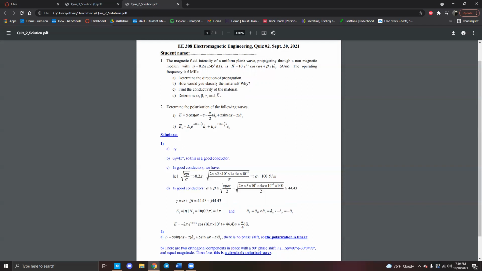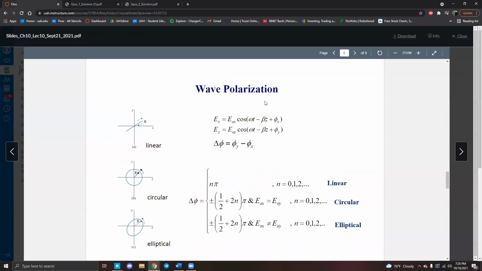Why? Because cosine, with the parameter of minus pi over 2 inside of its argument, turns into a sine. So what you actually end up having is a linear polarization of this wave because it's got 0 phase difference. Let's look at her slides here.